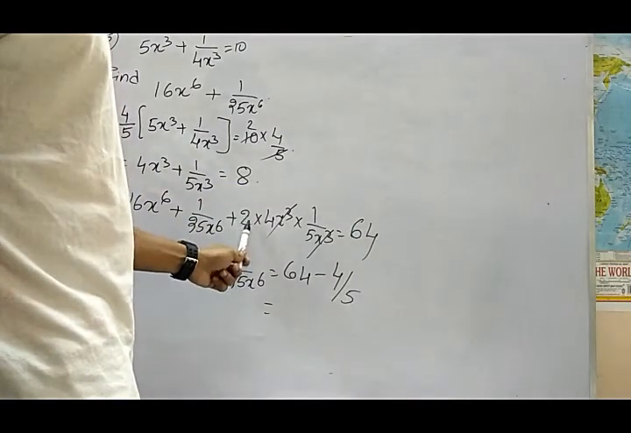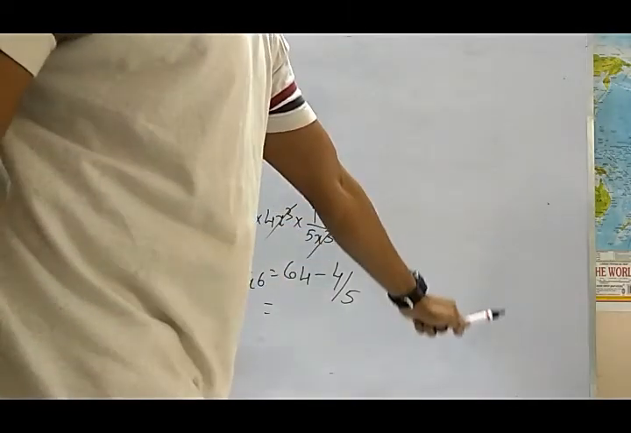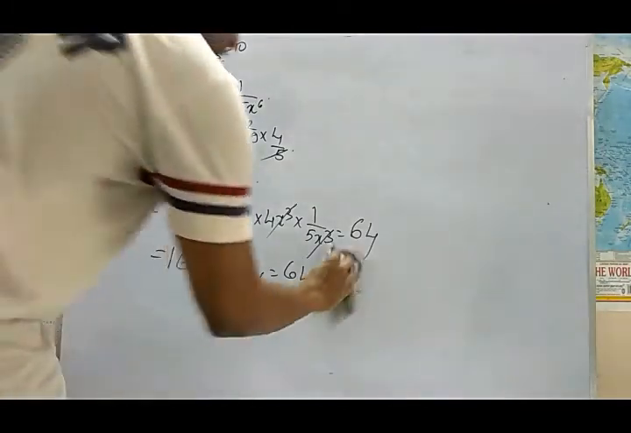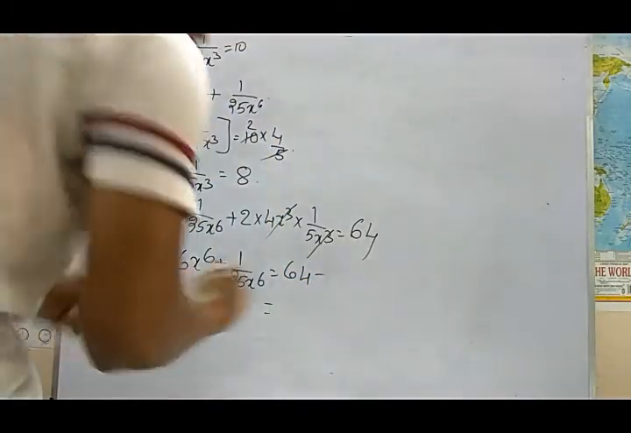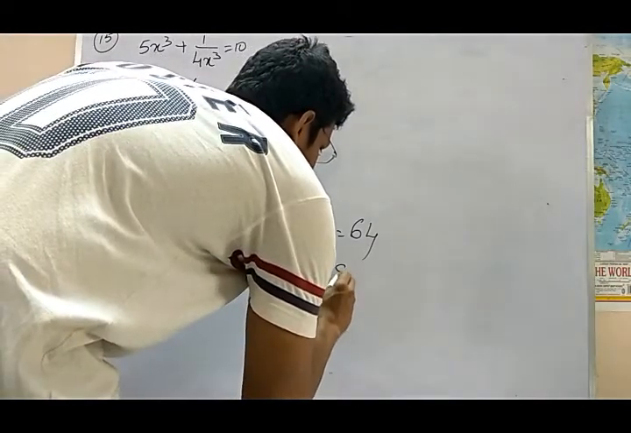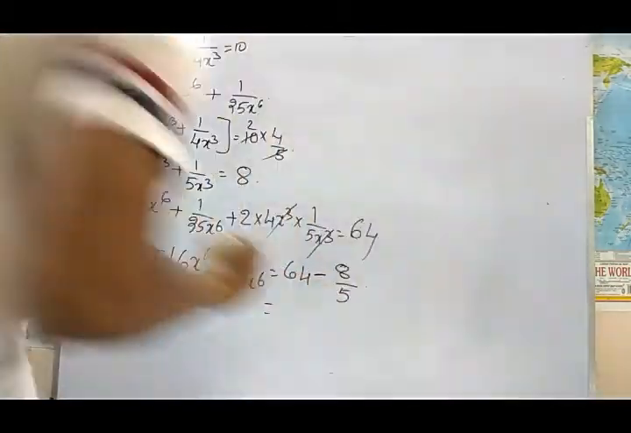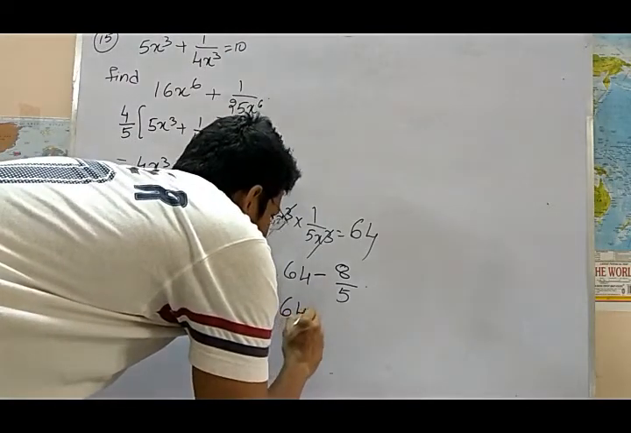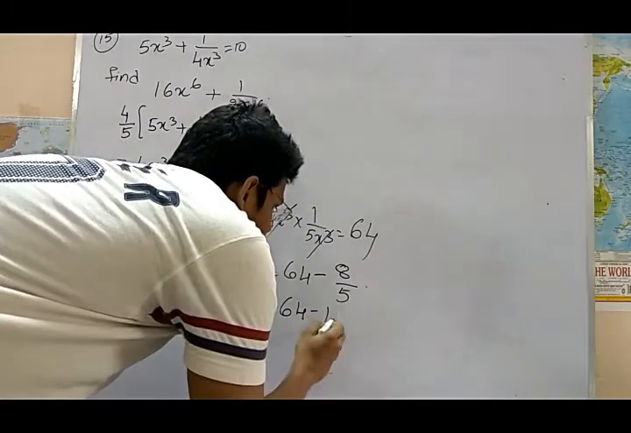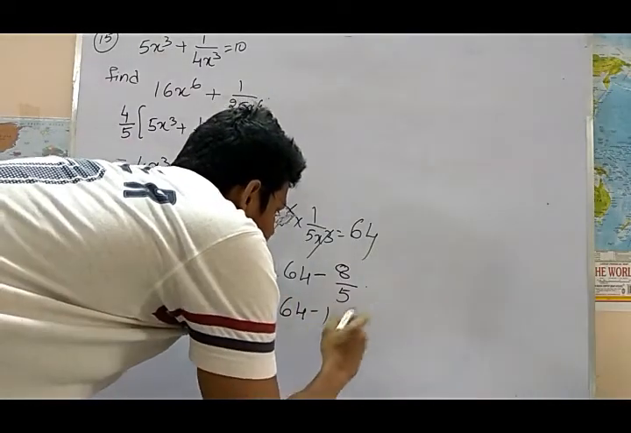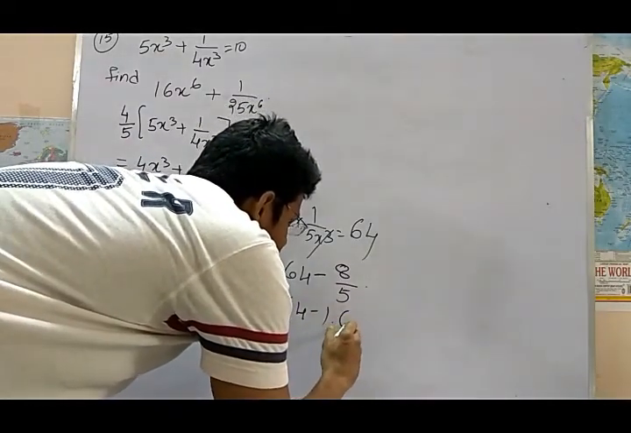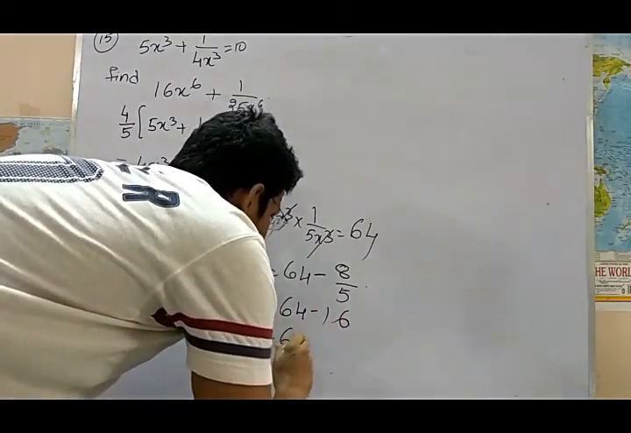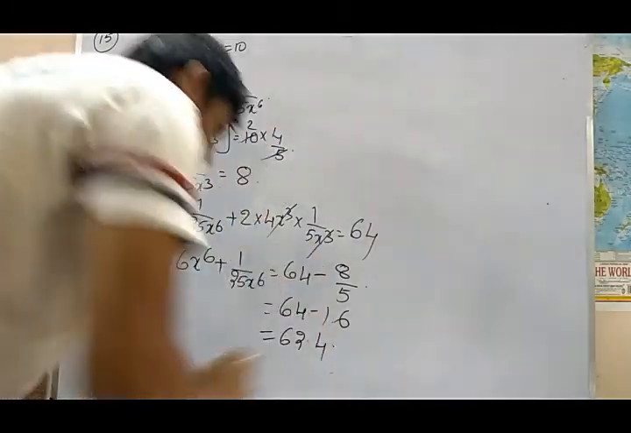So 4 into 2 is 8. So we need to take 8 to the right hand side. 8 by 5, we need to take 8 by 5. So what are we left with? 64 minus 8 by 5. What is 8 by 5 here? 1.6. What is 64 minus 1.6? 62.4.